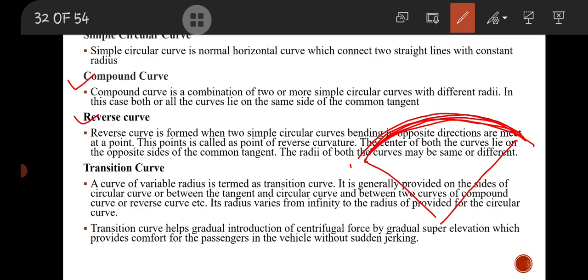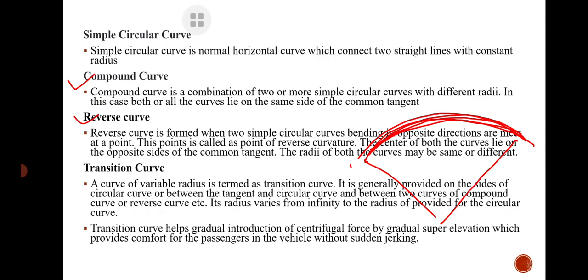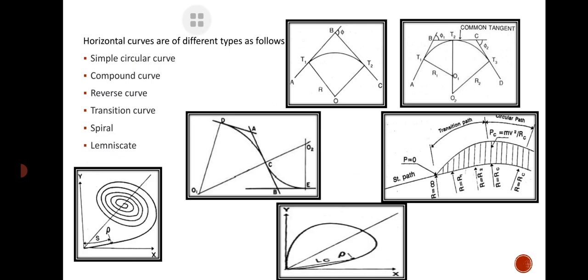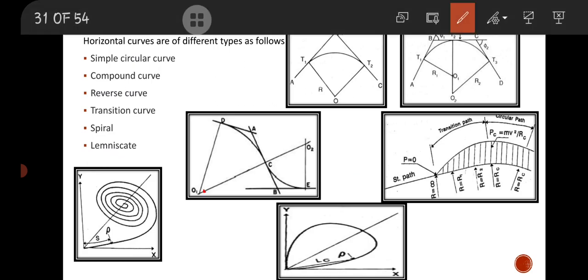Then the reverse curve. A reverse curve forms when two simple circular curves bending in opposite directions meet at a point, and the point of reverse curvature and the centers of both curves lie on opposite sides of the common tangent. Here is the reverse curve, this is the common tangent, here is one center, here is the other center, and here are the radii. The main important point is that the reverse curve has only one common tangent and the centers are in opposite directions.